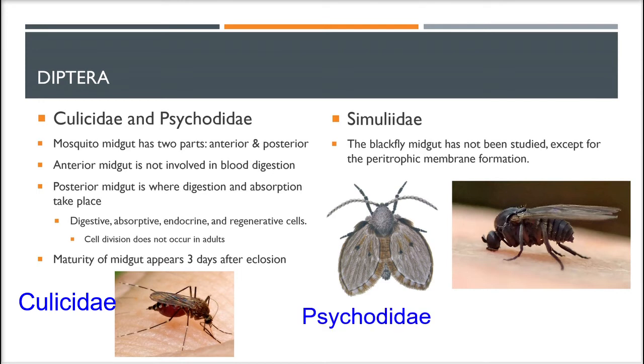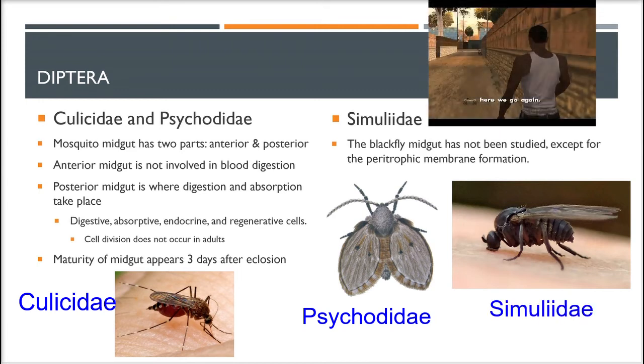Psychodidae's midgut acts very much the same way as Culicidae. The Simuliidae, or the black fly, have not been studied. The only thing that they have been studied on is the formation of the peritrophic membrane.